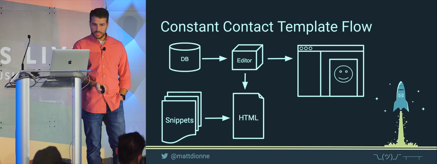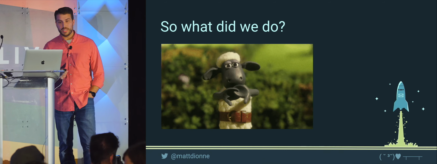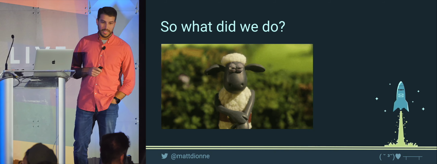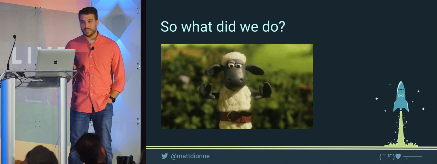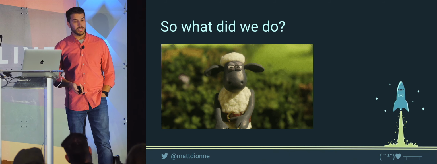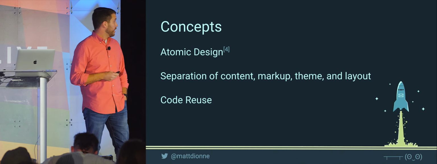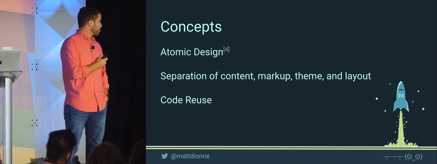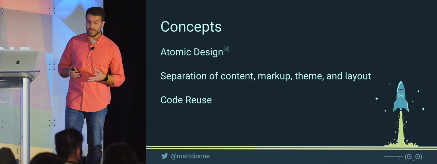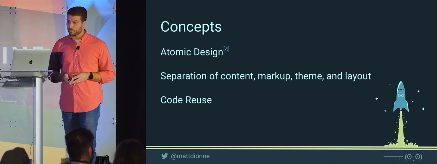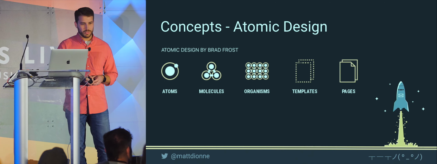So what did we do? We needed to get to work. We decided that we needed to build a new templating system, and so we took on that project. But before we got to work, we identified some core concepts that we would need to build into the system. The concepts are atomic design, separation of the content, markup, theme, and layout, and then obviously code reuse. So let's take a look at each of those concepts a little bit in detail.